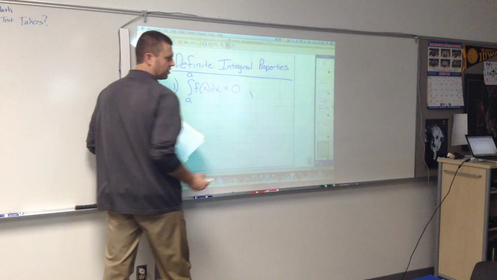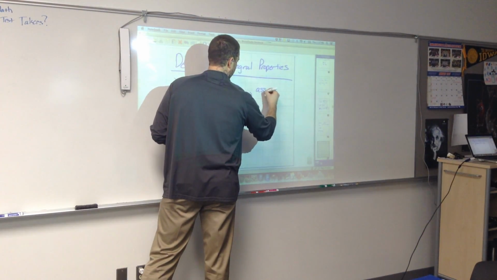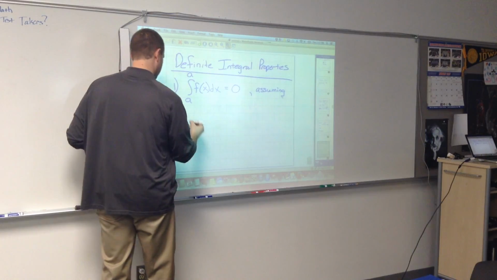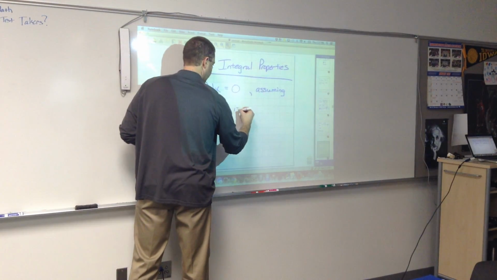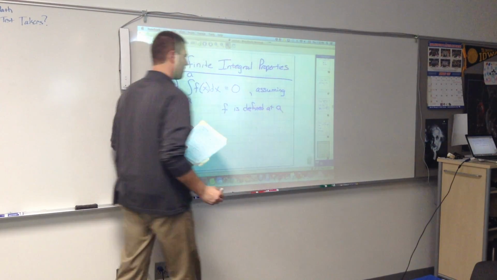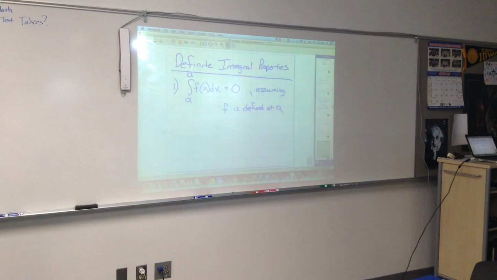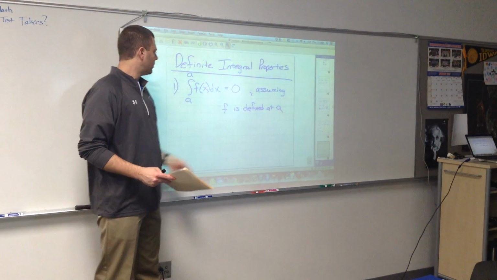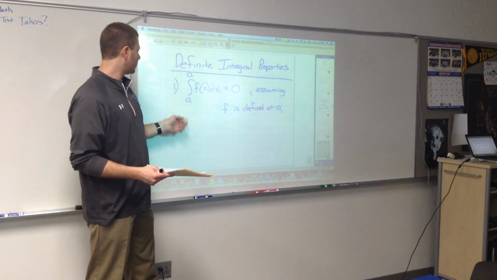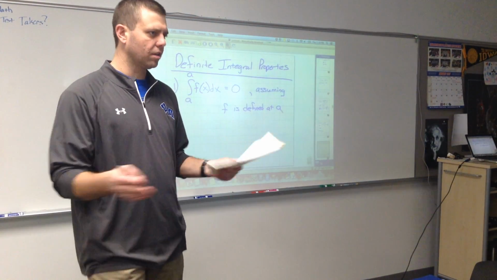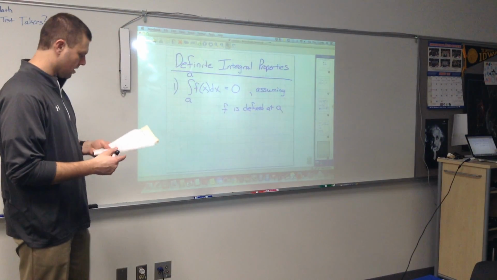This does take one assumption into account. Assuming f is defined at a. That just means that the function has to exist at that a value. I'm not going to try and trick you with that at all, alright? But if you ever see a problem where it says, hey, find the area under the curve from 6 to 6, that would be 0. There is no area. It has no base. Okay? That's the first property.